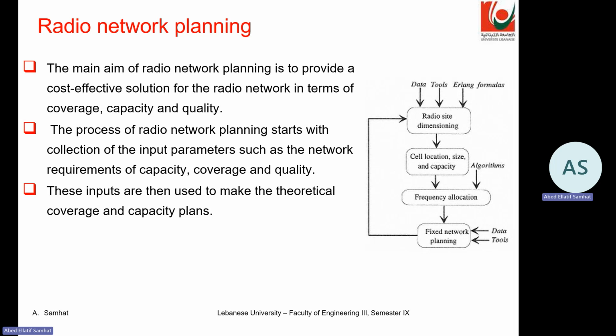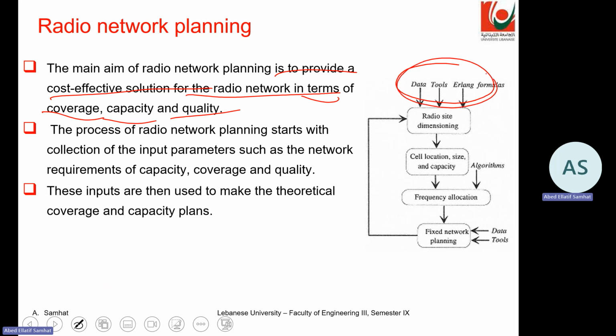So for the radio network planning, it's really an important step when we want to design a network. The objective is to provide a cost-effective solution for the radio network in terms of coverage, capacity, and quality. So the process typically starts with the collection of some input parameters such as network requirement, capacity, coverage, and the quality, the number of persons or users that are expected, the type of services, the requirement, and so on. And these inputs are then used to make the theoretical coverage and capacity plan. That's what we will do using several exercises.